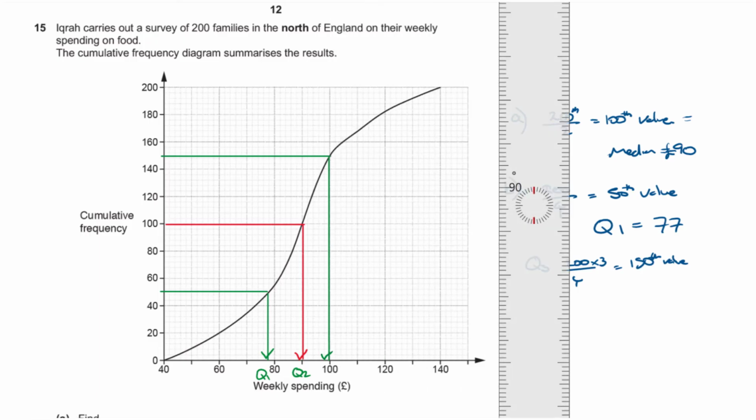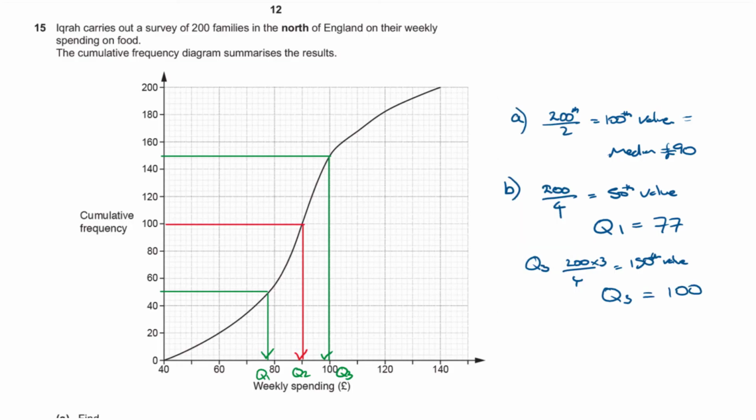I think I read that as bang on 100. So that's Q3. So Q3 is 100. So therefore the interquartile range is going to be equal to Q3 subtract Q1, which is 100 take away 77, which gives me 23.